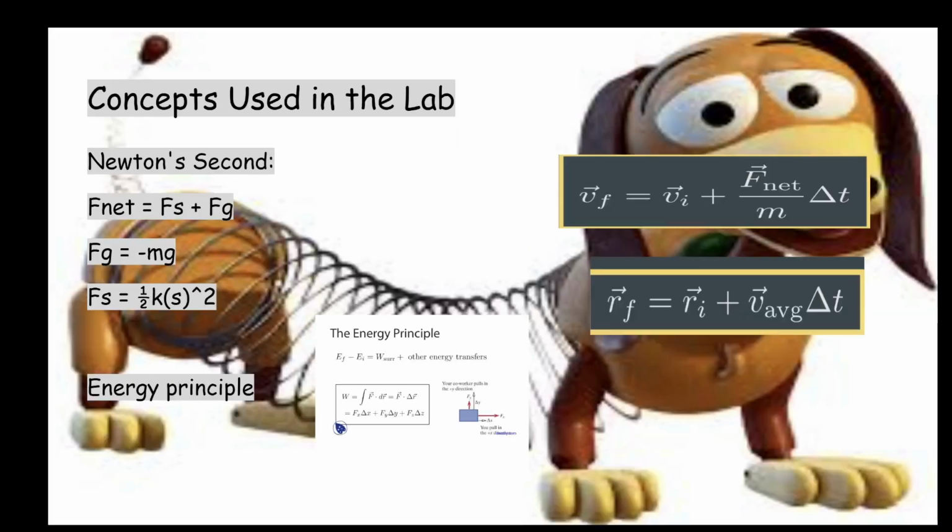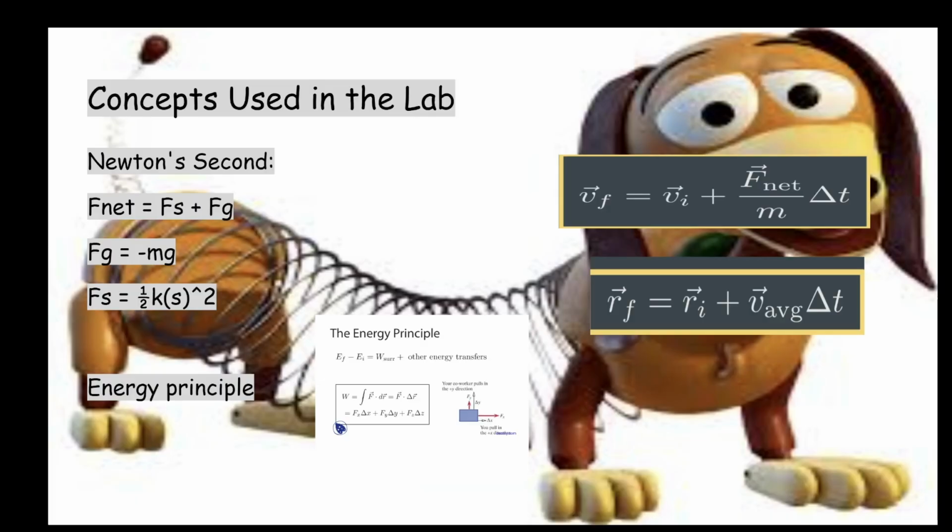So concepts used in this lab: Newton's second law, force equals ma, and then we also have Fnet, which is also part of Newton's second law, which is force of spring plus force of gravity. We have force of gravity is negative mg, and force of spring is negative k s, where s is the stretch.